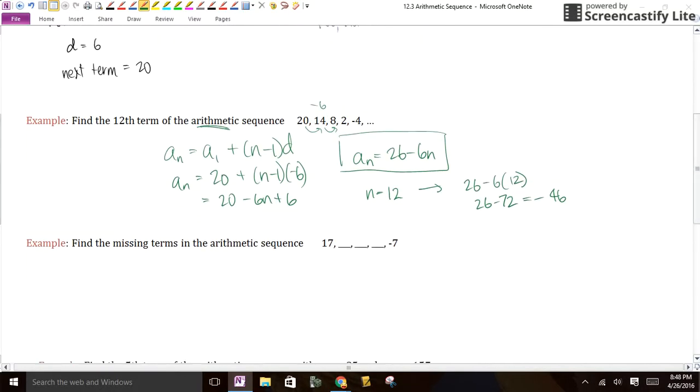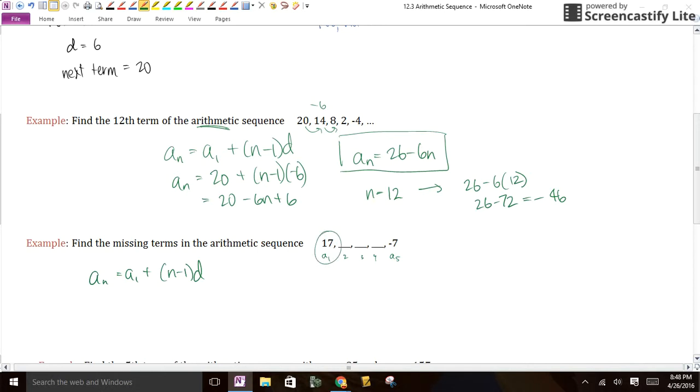All right. What about finding the missing terms of a sequence? Very simple to do too. We will just call this the first term, and then this is the second term, third term, fourth term. This is the fifth term. And so if I want to figure out what's missing in between there, I use the same formula: a sub n is equal to a1 plus n minus 1 times d. And I plug in the things I know.